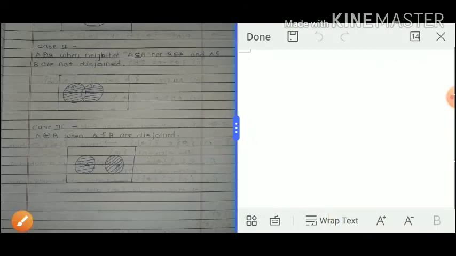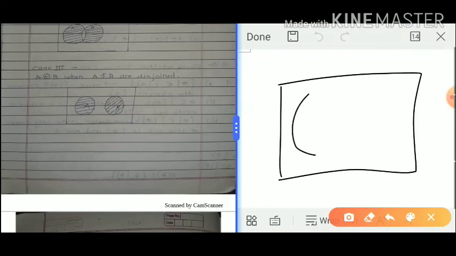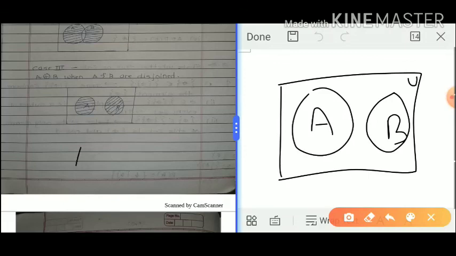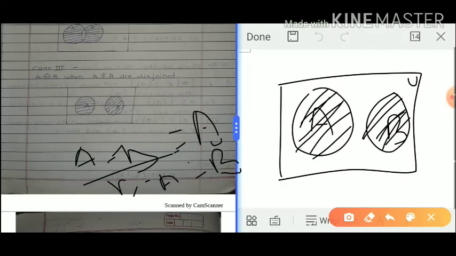Okay, next, last, the third case: A symmetric difference B when A and B are disjoint, meaning both sets have totally different elements. So here these are the two sets U, A and B. A minus B means all the elements of A. Here the answer for A minus B is A, and the answer for B minus A is B. Okay, so the union of A and B is all the elements of A and all the elements of B. Okay, this is the answer for the given case.